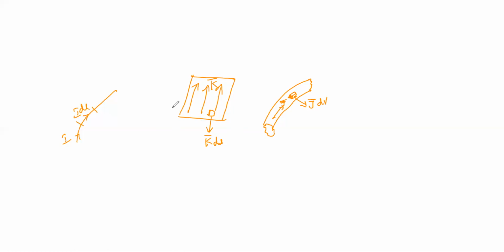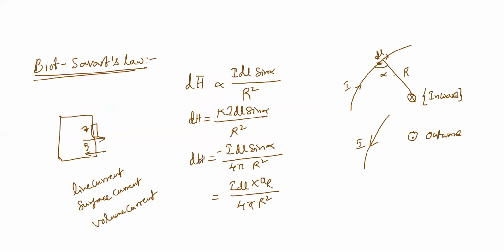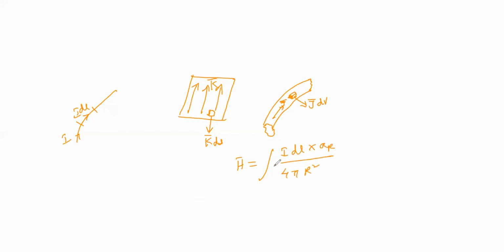We can write that Biot-Savart's law can be applied to all these three distributions: H bar equals the integral of I dl cross aR divided by 4 pi r square. In the previous screen, we saw dH, the magnetic field intensity, equal to I dl cross a bar. If we integrate on both sides, the differential element dH can be written as H bar. The same I am implementing here for the line current.